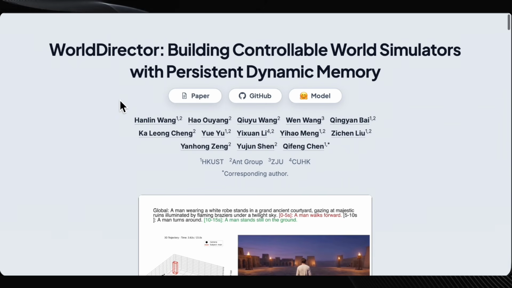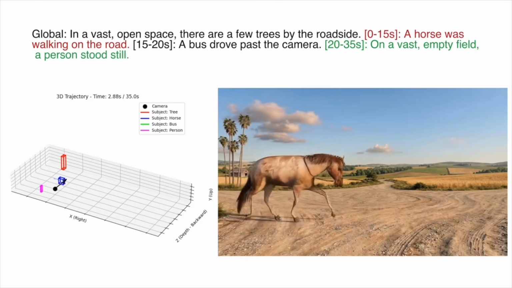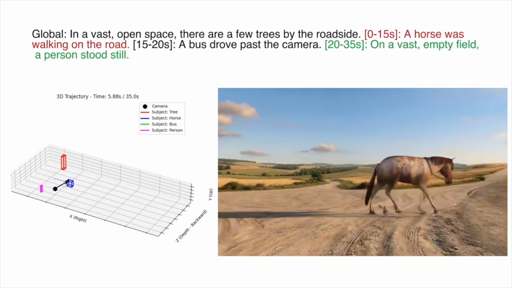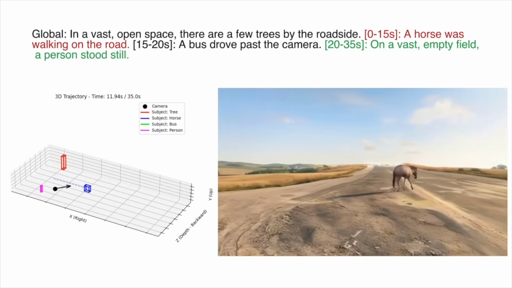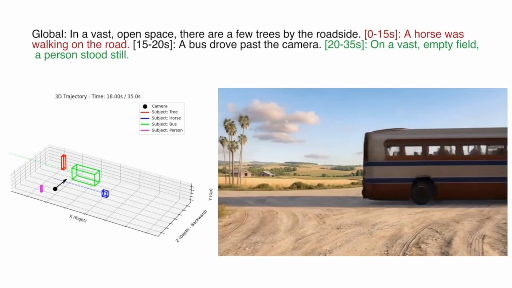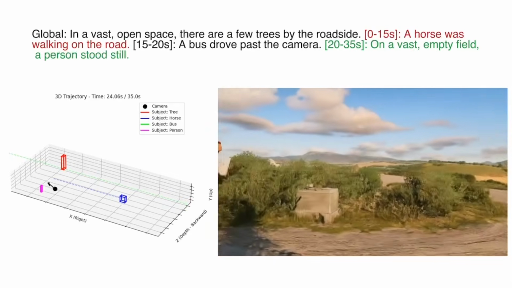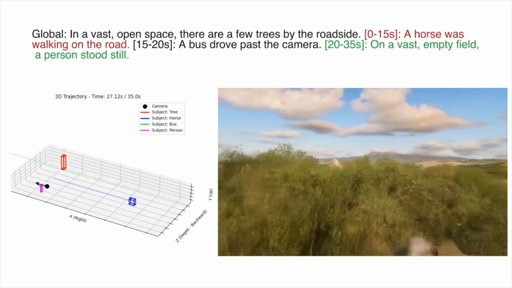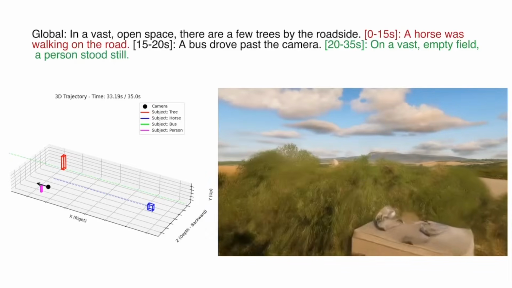Next up, we have a really fascinating new release called World Director. At first glance, it might look like just another video world model, but it introduces something called persistent dynamic memory, which completely changes how it handles physical space. Instead of just generating video frame by frame and hoping the physics look right, this framework actually builds a controllable world simulator that understands true 3D trajectories. Let me break down why that's such a massive deal for camera control and object permanence.